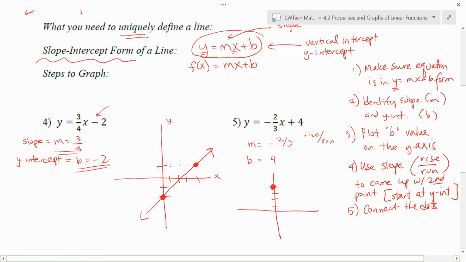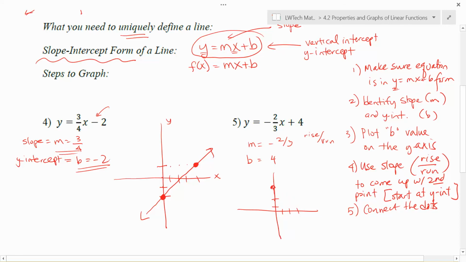So what I'm going to do here is I'm going to rise -2, so I'm going to go down 2 places. And if you think of the negative as always being with the top, then you're always going to run to the right, so that helps me a lot. So rise -2, so I'm going to go down 2 places and then run 3. 1, 2, 3. There's my second point in my graph. So that works out really well.